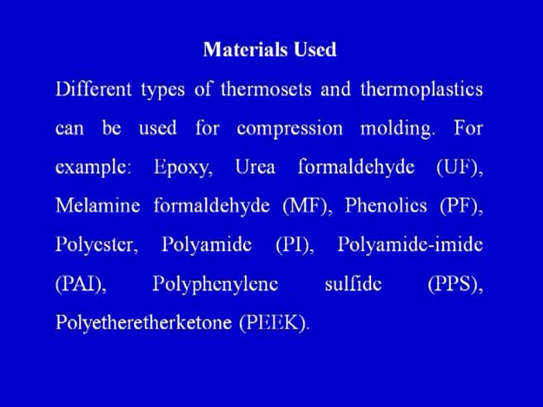Different types of thermosets and thermoplastics can be used for compression molding. Some examples are given. Again and again we are focusing on some of the thermosets and thermoplastics like epoxy, urea formaldehyde, melamine formaldehyde, phenolics, polyesters, polyamide-imide (PAI), polyphenylene sulfide, or polyether ether ketone, which are some of the polymers that can be processed by the compression molding process.